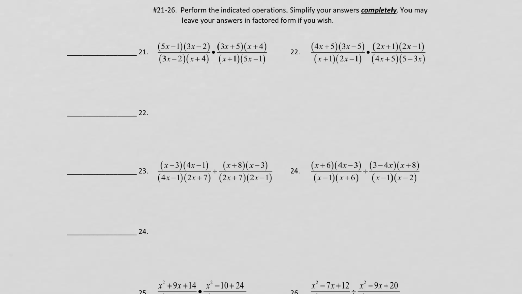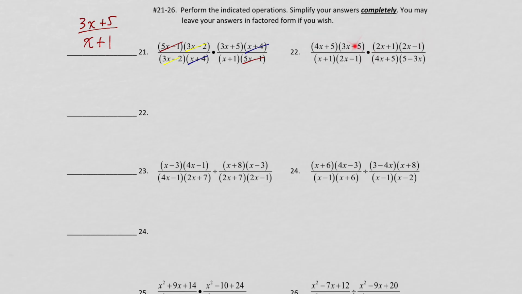Okay, because this is multiplication, any factor on top can be canceled with any factor on the bottom. So I'm going to start canceling. This cancels with this. Let's see. X plus 4 cancels. And we have 3x minus 2 cancels. And our only factors left are right there. So we have 3x plus 5 over x plus 1.